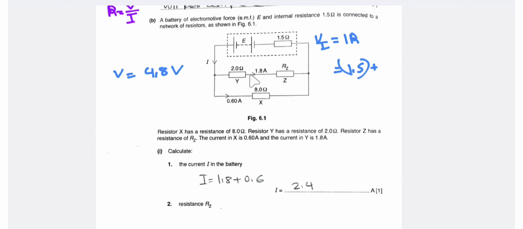So we need to use the total current, since this current and this current join to form a total current of 2.4 ampere. That is this current plus this current, 0.60 plus 1.8, becomes a total current of 2.4 ampere. So what is the voltage across the internal resistance? 1.5 into 2.4. So the voltage becomes 3.6 volt. That is the voltage across the internal resistance.